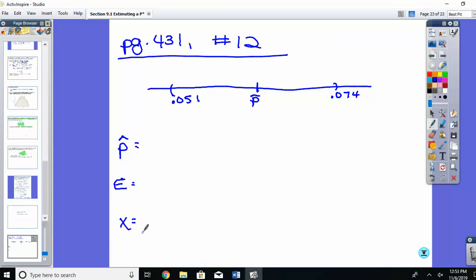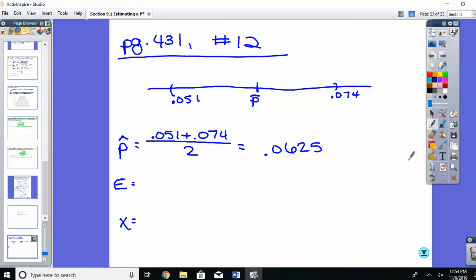P hat is the middle of this. How could I find the number in the middle? So you subtract them and divide by 2. No, dividing by 2 gives you E, doesn't it? That's the margin of error. To find the number in the middle, you average, right? So we're going to add them up and divide by 2. So I get 0.0625.